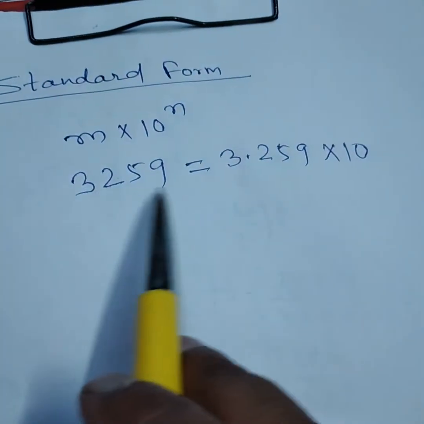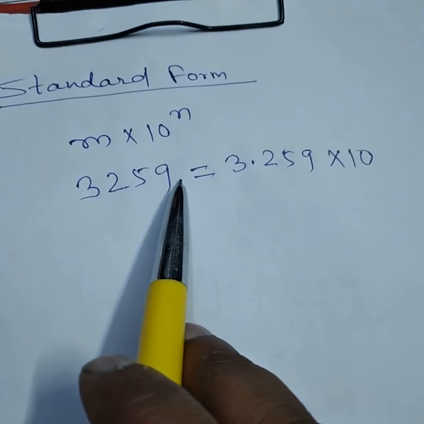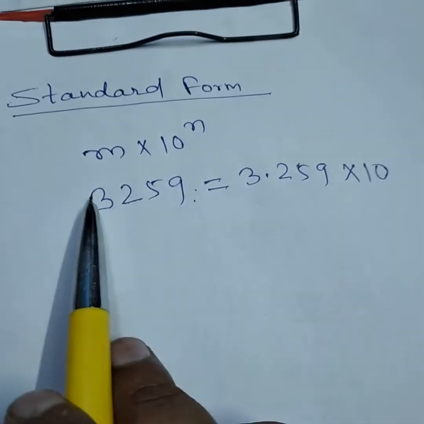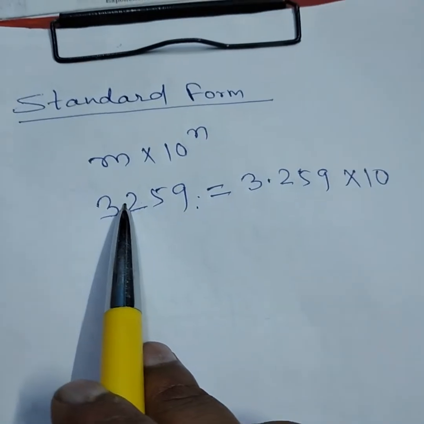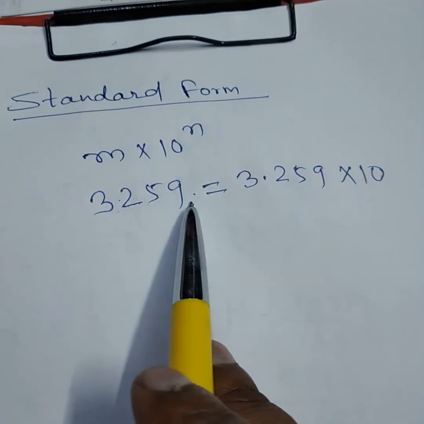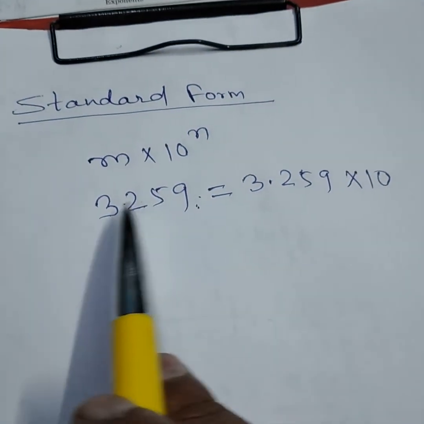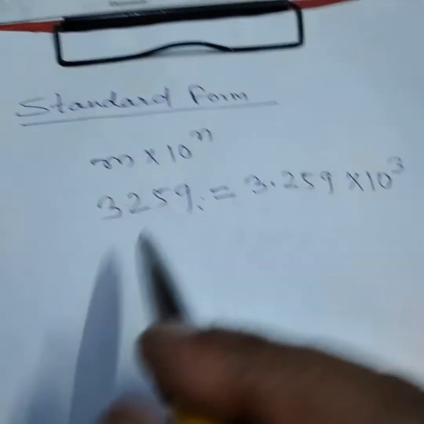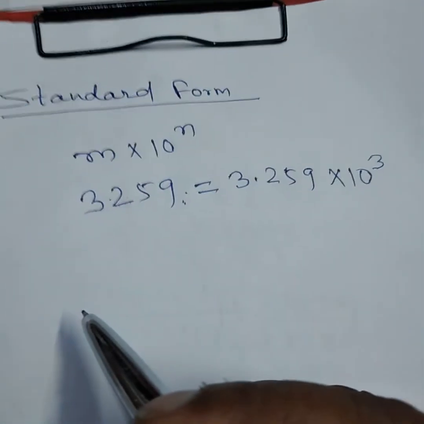So here, children, the decimal is written here, but it is hidden, so it is not shown, and we have to move it to this place. How many places are we moving the decimal from this to this? 1, 2, 3. So it is 10's power 3. In this way we can write the standard form.